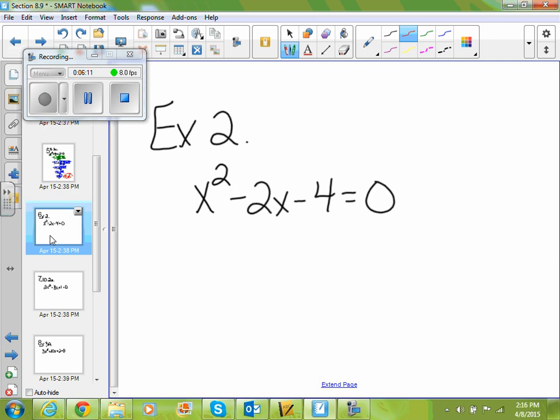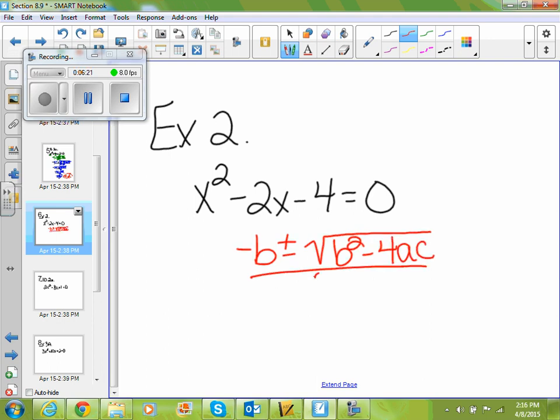Okay, let's do one more. Negative b plus or minus the square root of b squared minus 4ac divided by 2a. Does this make sense? In terms of like, you have it written down. Yes. Because I wrote it down a lot.